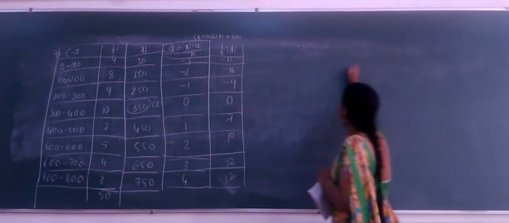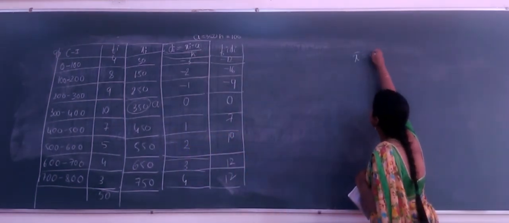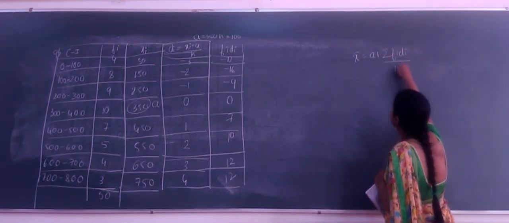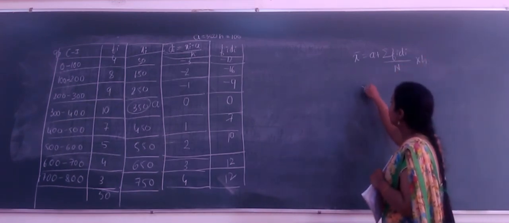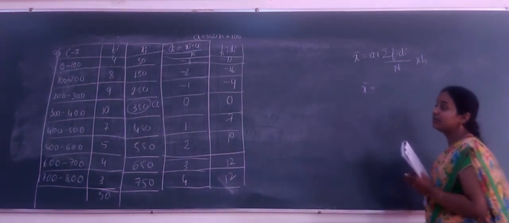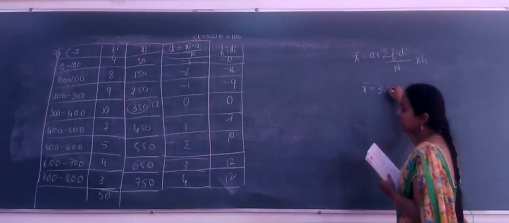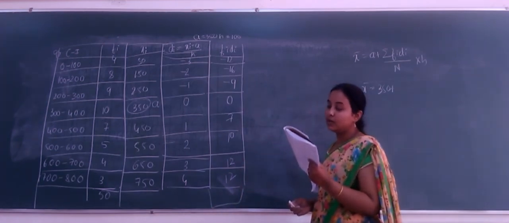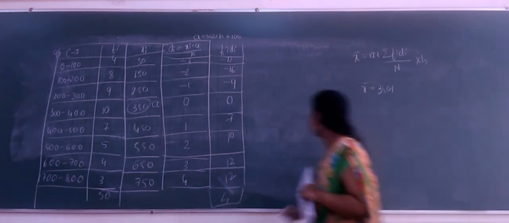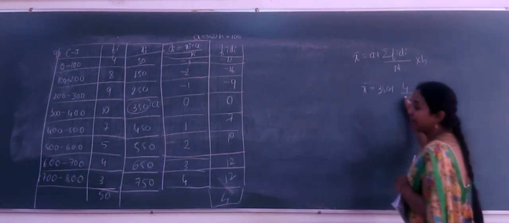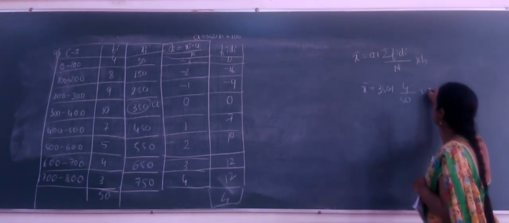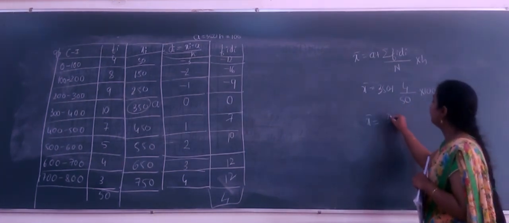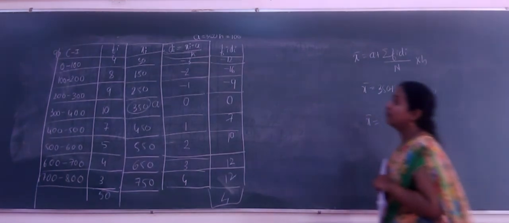So now we will calculate the mean. Mean is a plus summation of fi into di divided by N into h. So x bar is equal to, what is our assumed mean? It is 350 plus summation, so we have to add these all. So when you add these all, the total will be equal to 4. Okay, so it is 4 divided by capital N, which is 50, and class width is 100. So after the simplification, you will get the mean equal to 358. Okay, and now we know the mean.